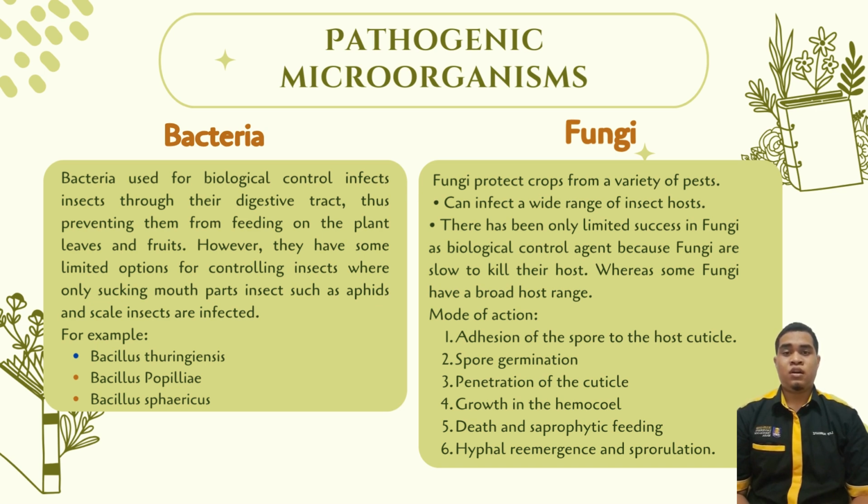In addition, there are also fungi. Fungi protect crops from a variety of pests. They can infect a wide range of insect hosts. However, there has been only limited success with fungi as biological control agents, as fungi are slow in killing their hosts. The fungi's mode of action involves adhesion of the spores to the host cuticle, spore germination, penetration of the cuticle, growth in the hemocytes, death and saprophytic feeding, and hyphal reemergence and sporulation.